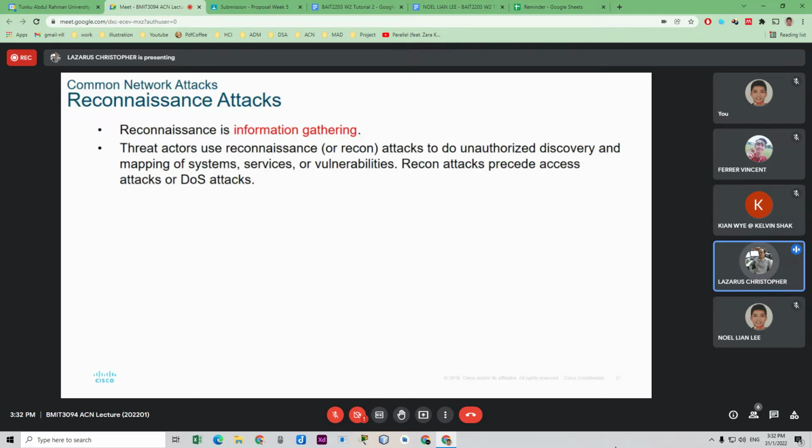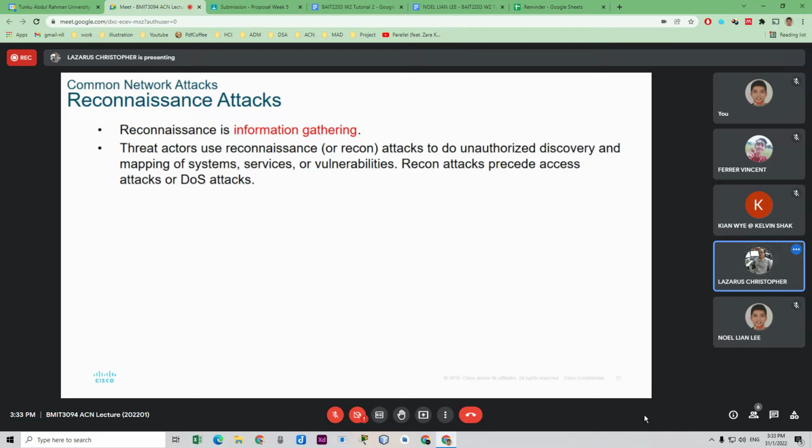Okay, so we look at the first one, reconnaissance attacks. Reconnaissance is basically information gathering. You want to find out the lay of the land. Even a threat actor, in order to perform a successful attack, needs to know the network environment and the network topology. The more they know about your network, the better they can plan and execute a more effective attack. Reconnaissance is recon for short.